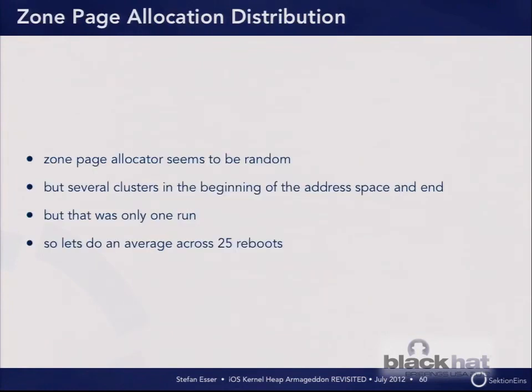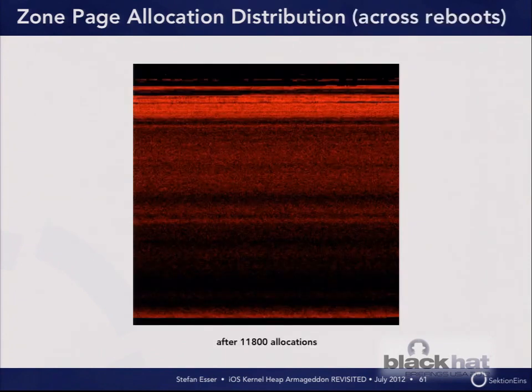So what I did next is I tried that again, actually 25 times, which is very hard, because you have to go into DFU mode 25 times, do the LimeRain exploit, and then boot this patched kernel and so on. So it took a while. But in the end, I had all these results and tried to overlay them. So I just added all the pixels to each other and divided them by the 25 reboots. So you can see here, in average, there's still a large cluster in the beginning, which is very red. So the memory is quite often returned up there.